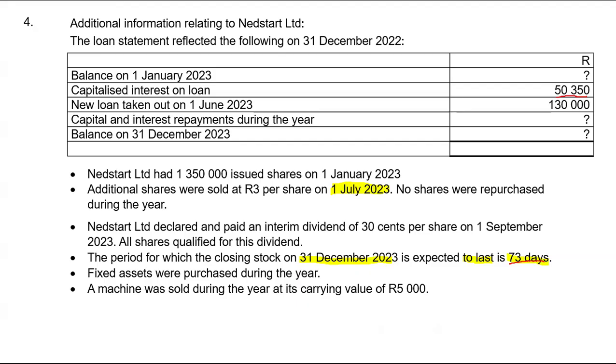But I can't calculate dividends paid because dividends paid is only this year's interim plus last year's final. So I'm not given this year's interim and I'm not given total dividends. They need to give me something. I need to be given something.